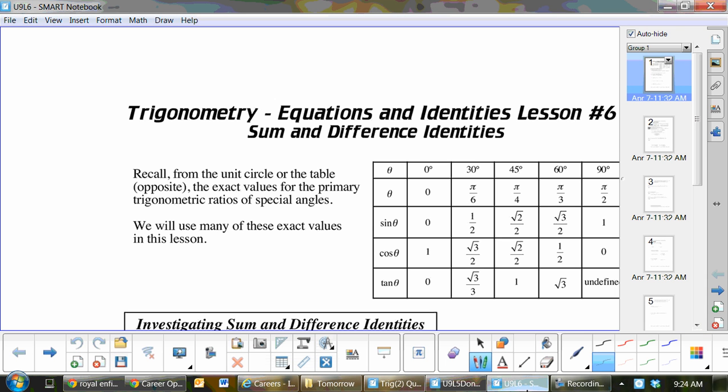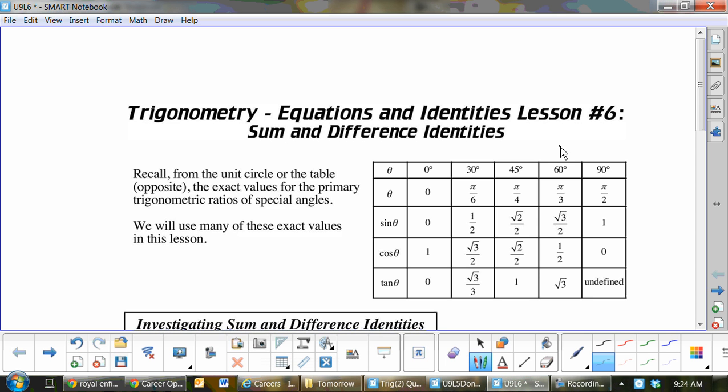Okay. Now we are working on sum and difference identities. Now, the great thing about the unit circle is there's lots of stuff on the unit circle. The bad thing about the unit circle is it's missing lots of stuff. If I asked you what's sine of 15 degrees, I don't want exact, not decimals. You guys couldn't do that. Or sine of 50, okay? But after today, that won't be the case.